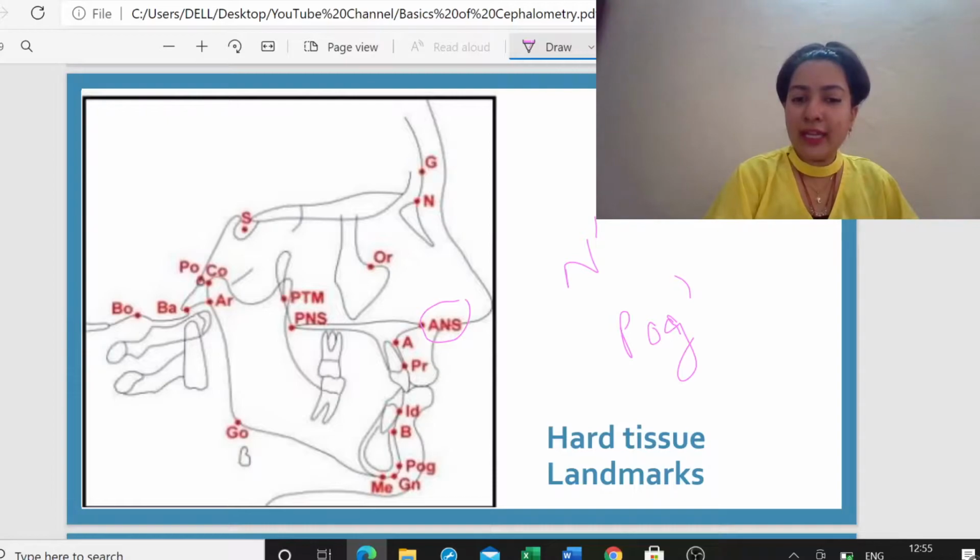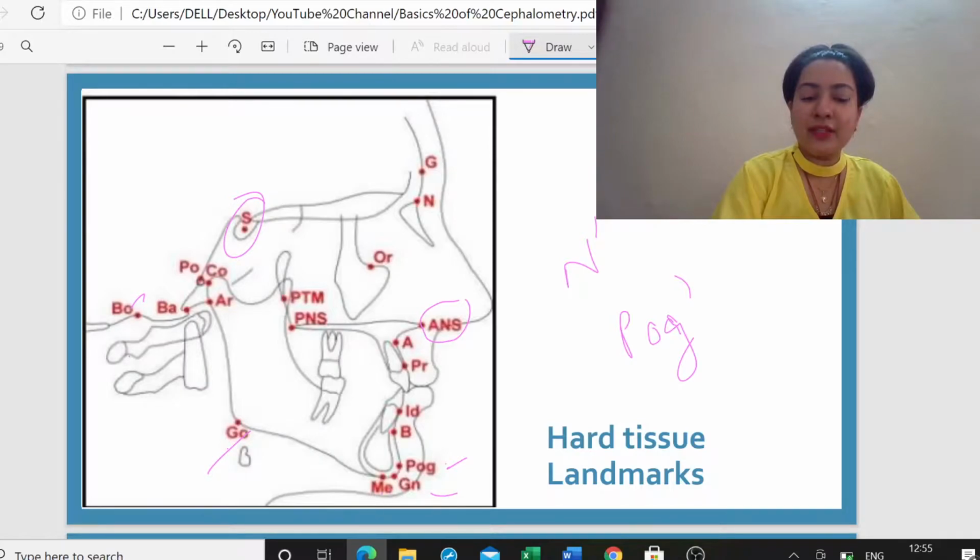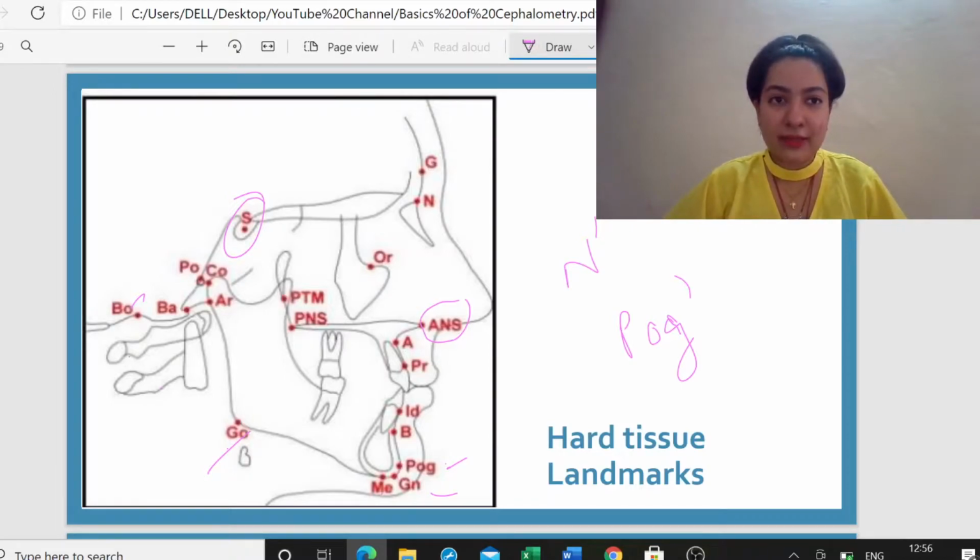Then you have point A, point POG. POG is pogonion. Then comes gnathion, menton, gonion, sella. This is gonion, this is sella. You have your Bolton point, this is basion, articulare. All these points are there. These are all your hard tissue landmarks.